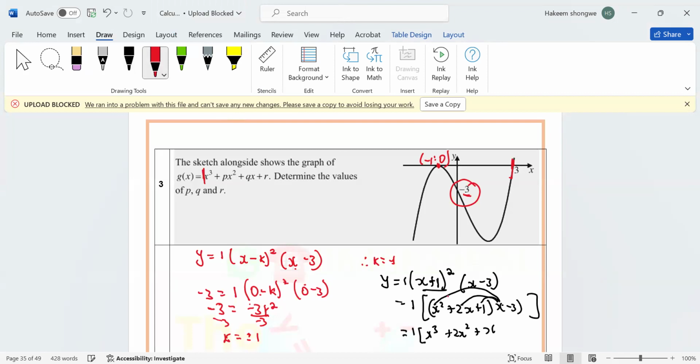Okay, let's do the other one. Negative 3 multiplied by x squared gives us minus 3x squared. Negative 3 multiplied by 2x gives us minus 6x. Negative 3 multiplied by 1 gives us minus 3. Close bracket.